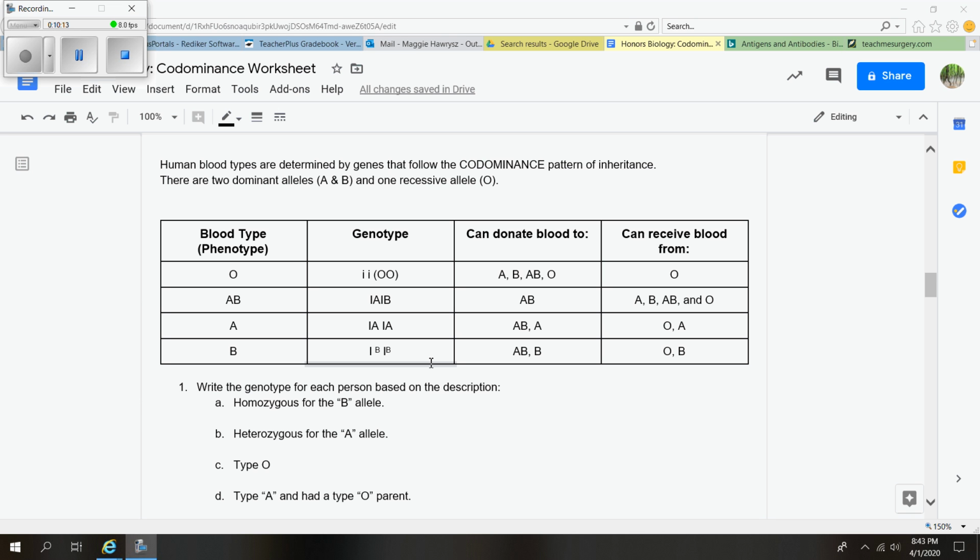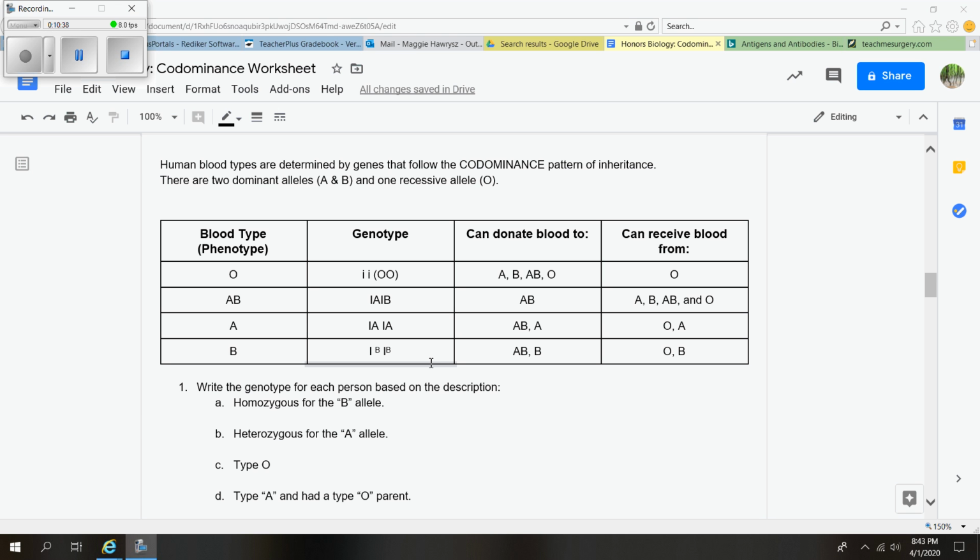For number 4, we have the father is type O and the mother is type AB. So we have the father being lowercase i, the mother being capital IA and capital IB, or just A and B. And when we cross, we determine that 50% are going to have the blood type A and 50% are going to have the blood type B.